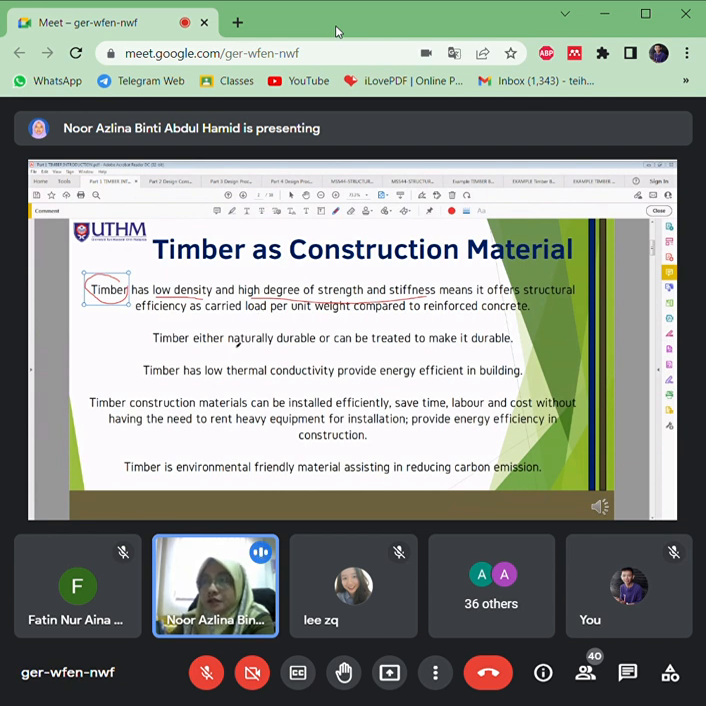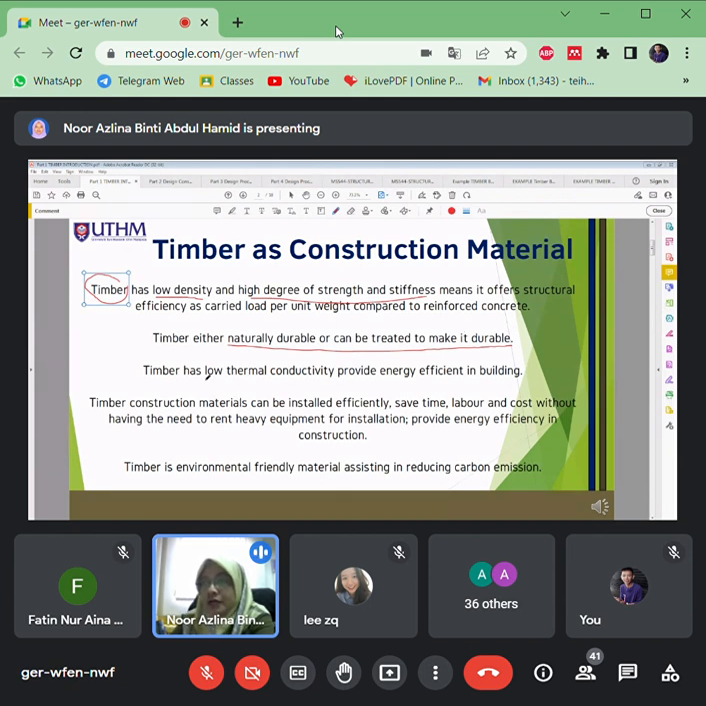Timber is either naturally durable or can be treated to make it durable. So that means some of it is not so durable because, as we know, timber has many species, right? Especially in Malaysia, we have a lot of species for the timber. So some of it is not so durable. So that means there will need to be some process or treatments, okay, to enhance its durability.